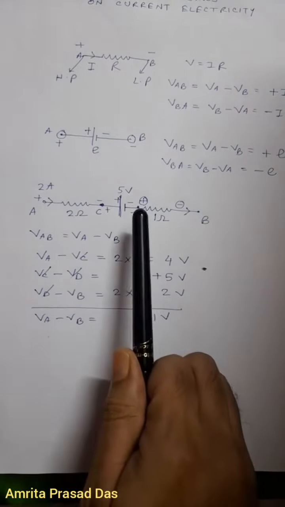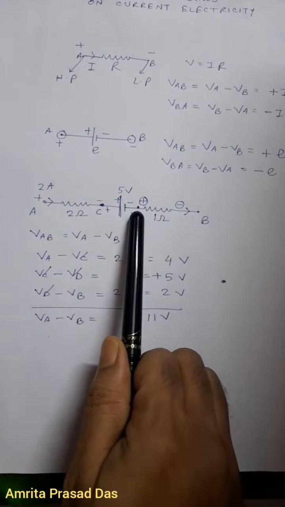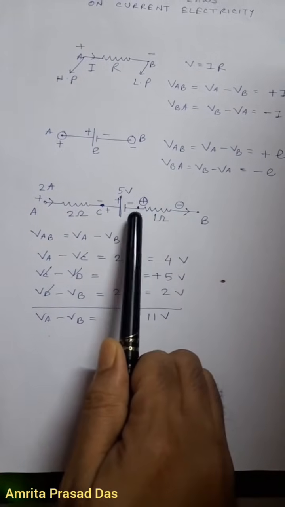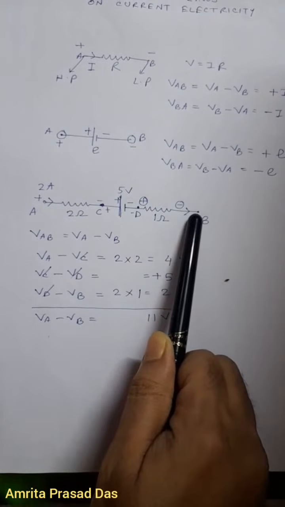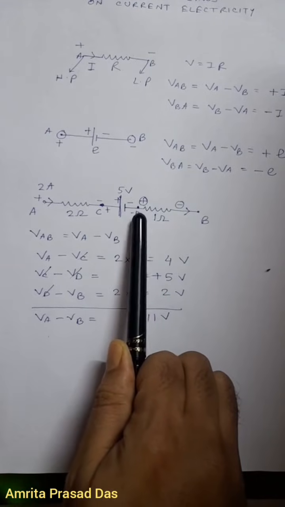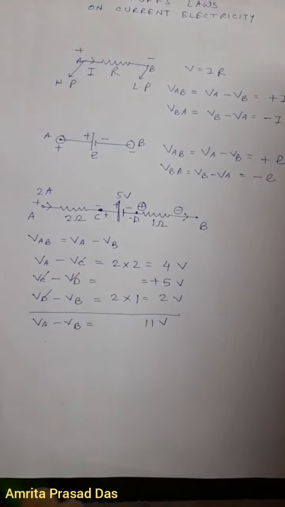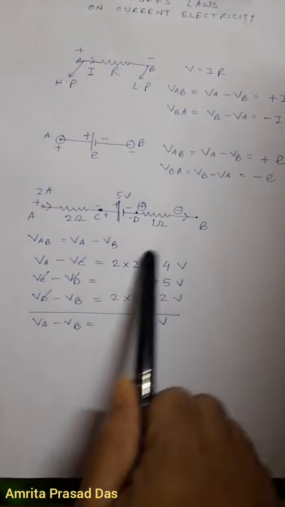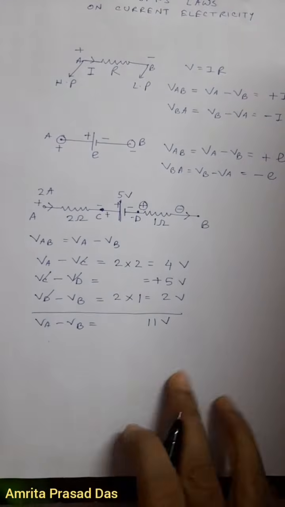And again, between D and B, there is a resistance 1 ohm and current flows from D to B. Therefore, this D end is at high potential end of the resistance and this B end is the low potential end of the resistance. Therefore, with respect to B, D is at high potential. Therefore, Vd minus Vb, this must be positive, and IR is equal to 2 volt. Sum up all this to get the potential difference between Va and Vb.